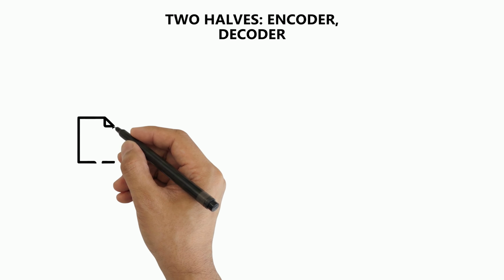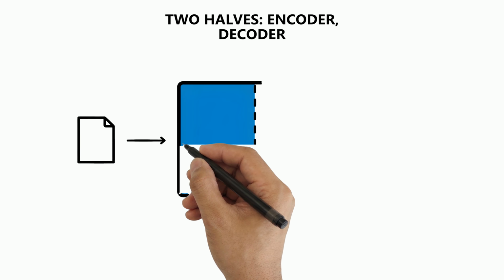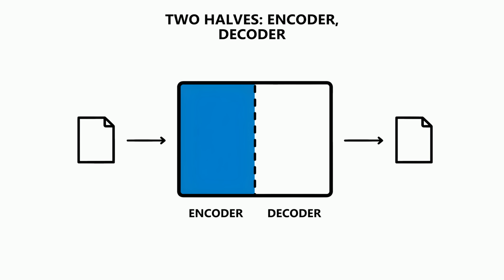Open up the transformer's black box and you find exactly two components, an encoder and a decoder. The encoder reads the input sentence and turns it into a representation. That just means the model's current belief about what the sentence means, stored as numbers it can work with. The decoder takes that representation and uses it to generate the output sentence, one piece at a time.